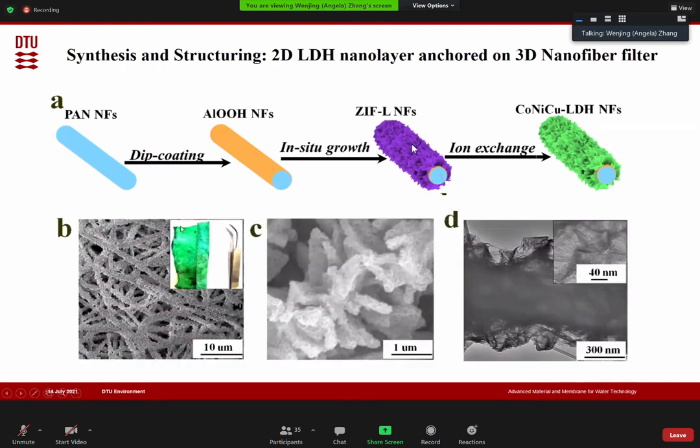So at the end, you can see these photos here. We get algae-green nanofiber membranes. It's still very flexible because at the core of each nanofiber is a PAN polymer. And if you zoom in, you can see each nanofiber is roughened by those LDH structures, giving a very large surface area.